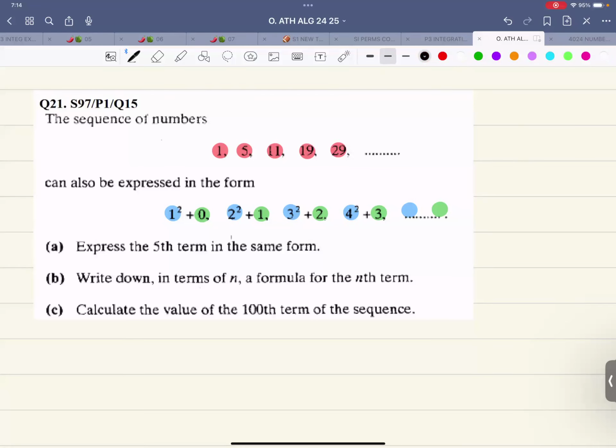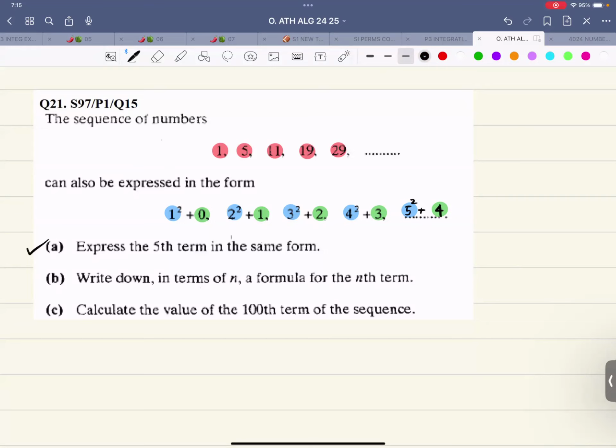As far as the blue is concerned, the fifth term, that will be 5 square. And there is a positive sign. And for 5, 4 will be added. So express the fifth term in the same format. That thing is done. Write down in terms of n a formula for the nth term.